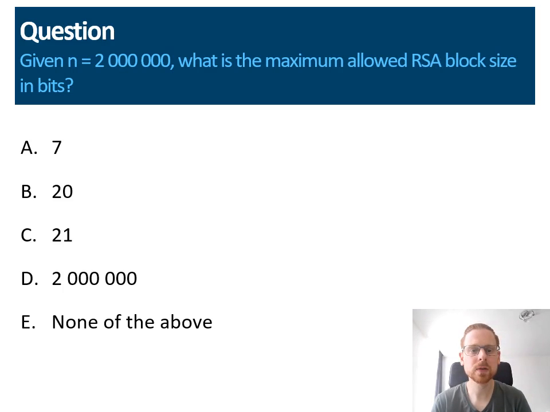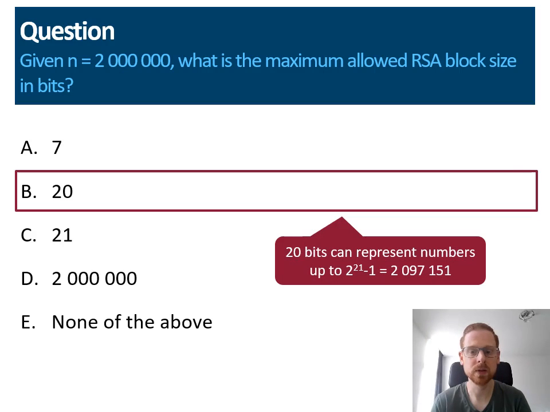And let's take a look at the answer. The right answer is B, 20 bits. Because with 20 bits we can represent any number up to 2 to the power 20 minus 1, which is just over 1 million, and thus allows us to represent any value between 0 and 2 million.